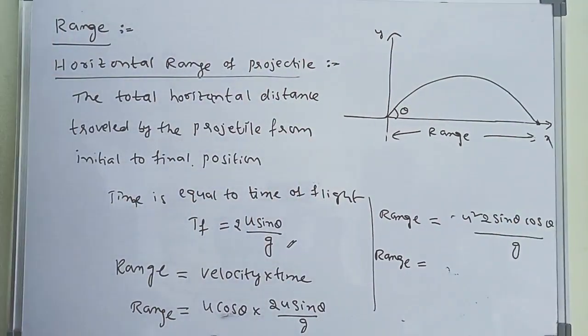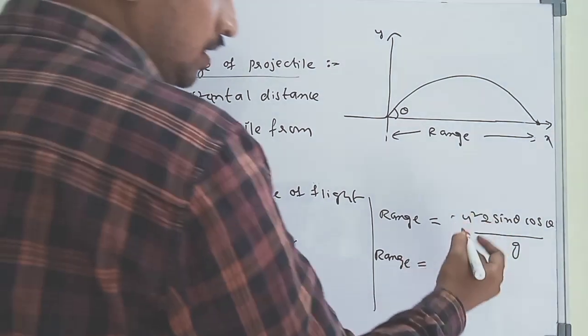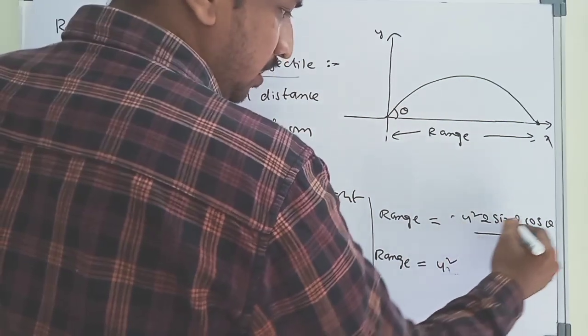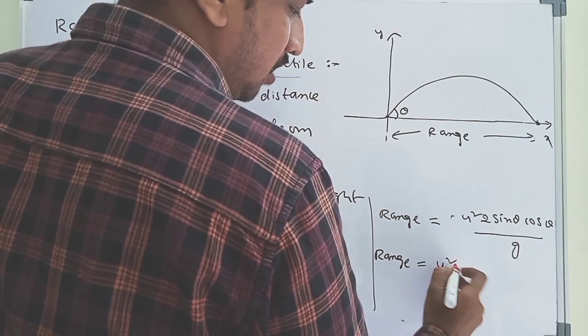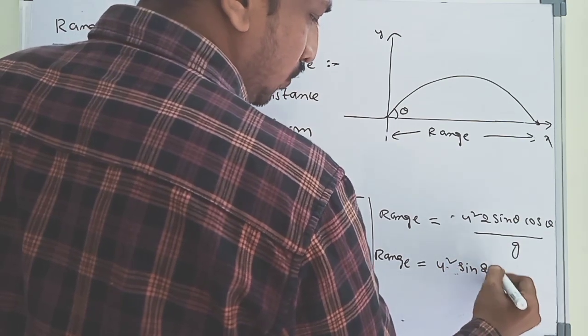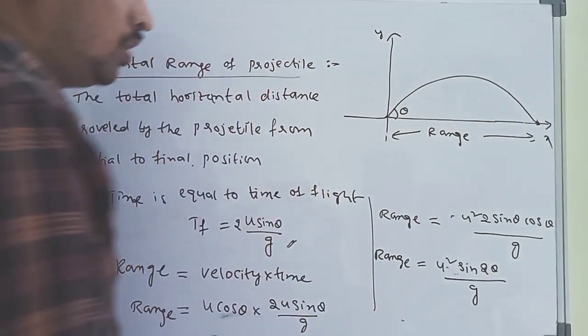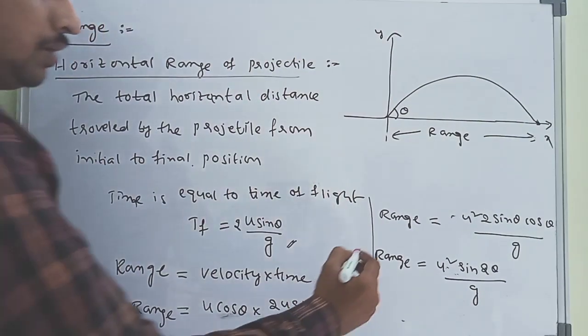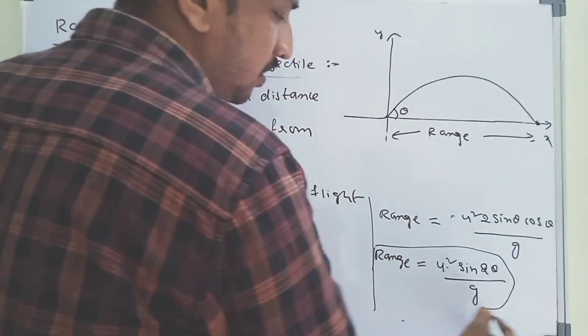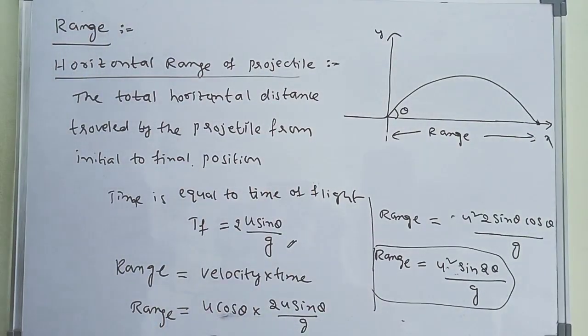What is the formula of 2 sin x cos x? Sin 2x. So 2 sin theta cos theta is sin 2 theta. Therefore u square sin 2 theta by g is the range of the projectile.